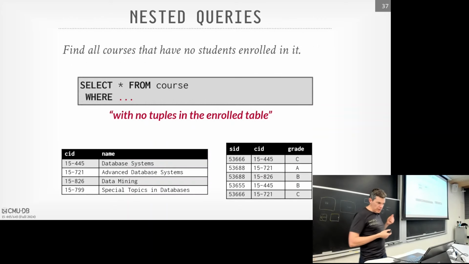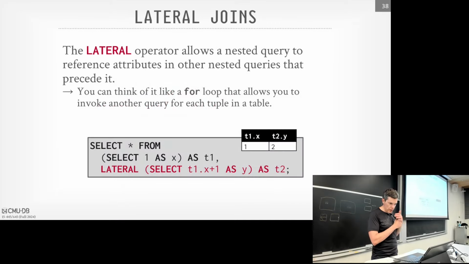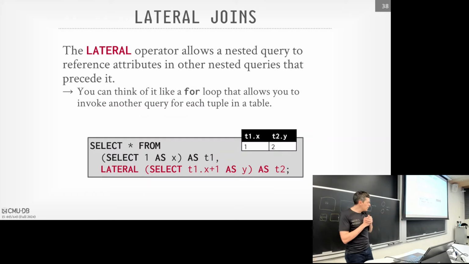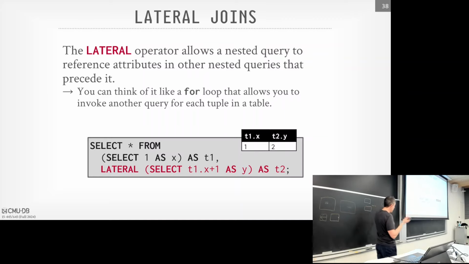In the interest of time, let's skip this. This is basically doing further examples of this. I want to get to lateral joins because you need to know this for the homework. So when you have nested queries, the inner query can reference the outer query tuples, but the outer query can't reference the inner query tuples, right? Because it's running on the inside until it's materialized to the outside. You can't do anything with it.